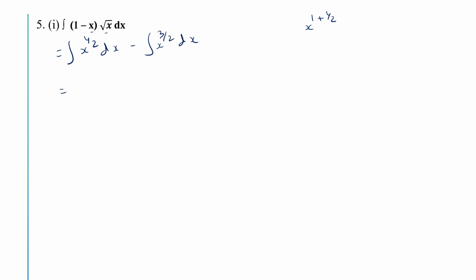So this is equal to x raised to half dx is x raised to half plus 1 by half plus 1. So x raised to 3 by 2 by 3 by 2. We can write this as 2 by 3 x raised to 3 by 2 minus integral x raised to 3 by 2 dx is x raised to 3 by 2 plus 1 is 5 by 2 divided by 5 by 2. So here we get the reciprocal 2 by 5 plus c. So this is the answer for integral 1 minus x into root x dx.